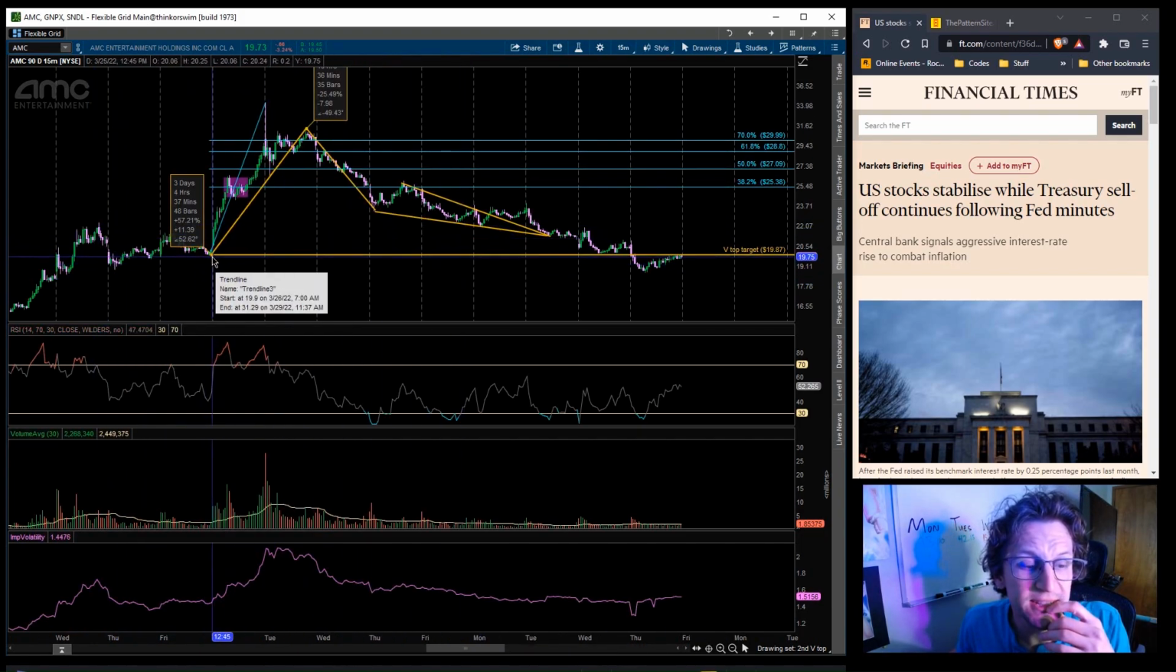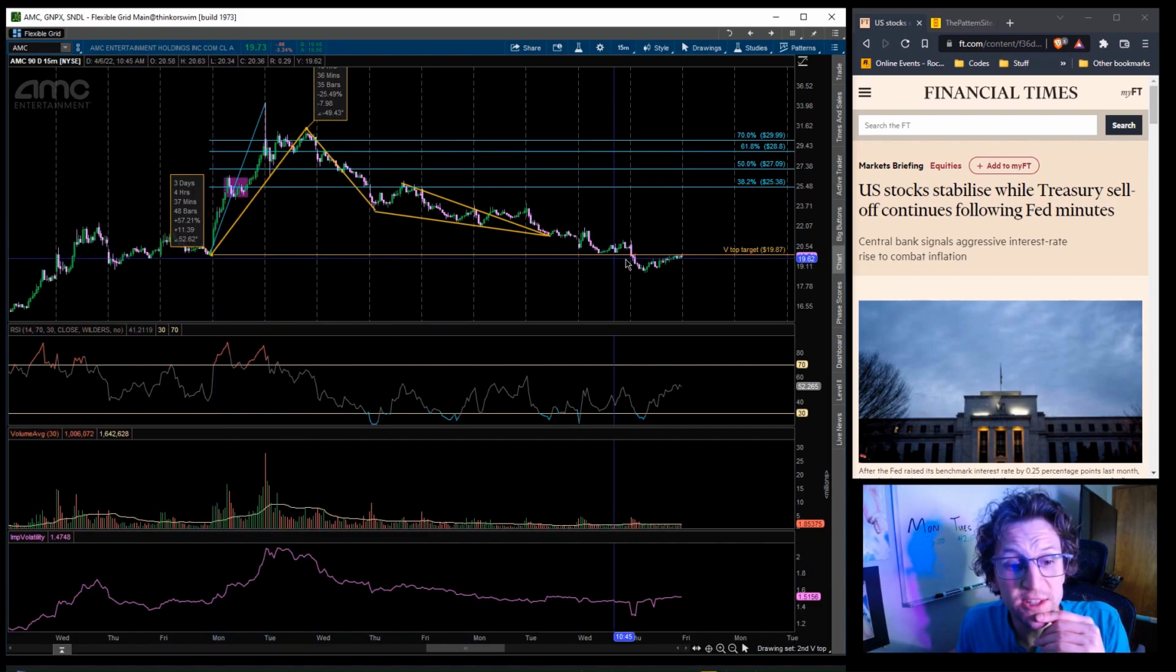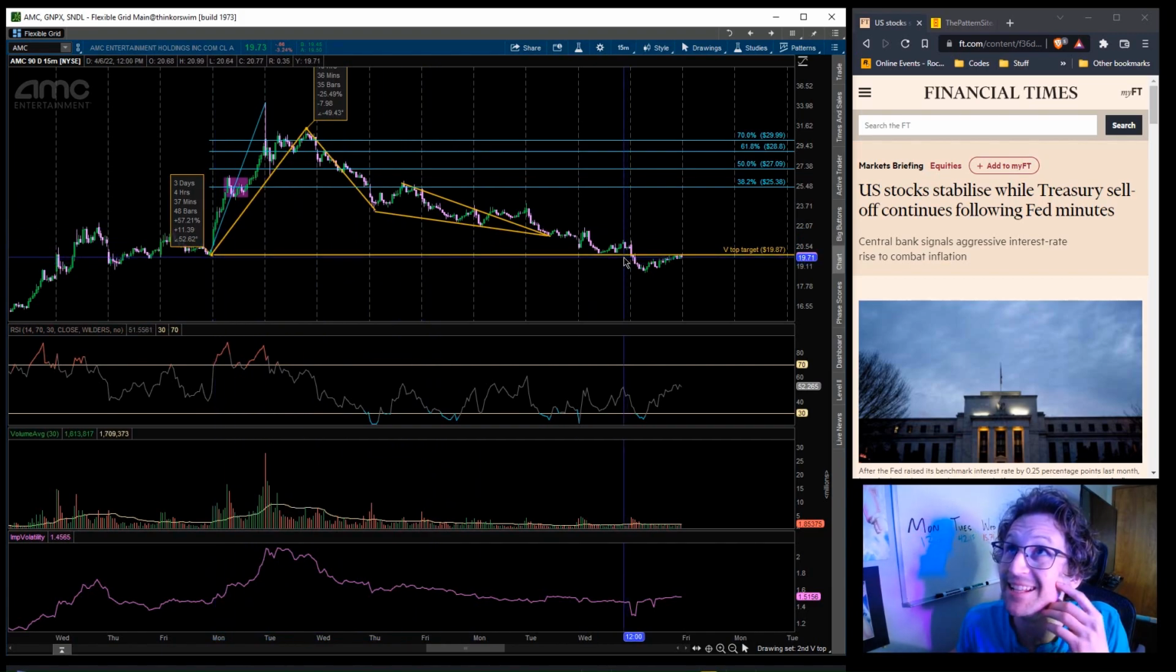As you can see, we did meet the target for this V-top right here, which was 1987. We barely touched it yesterday, came up and then pierced through it this morning, and that was a sweet rundown. Now the price has come back up to about that level.